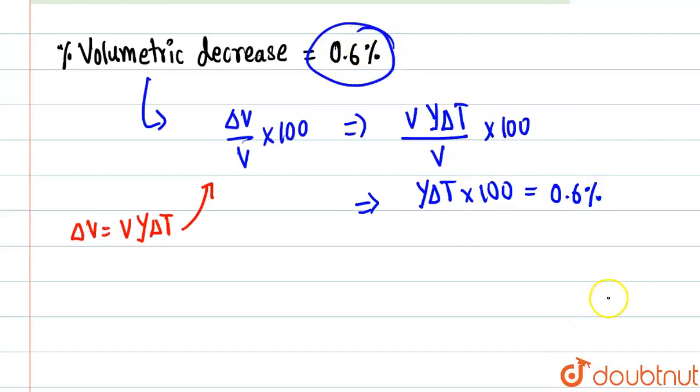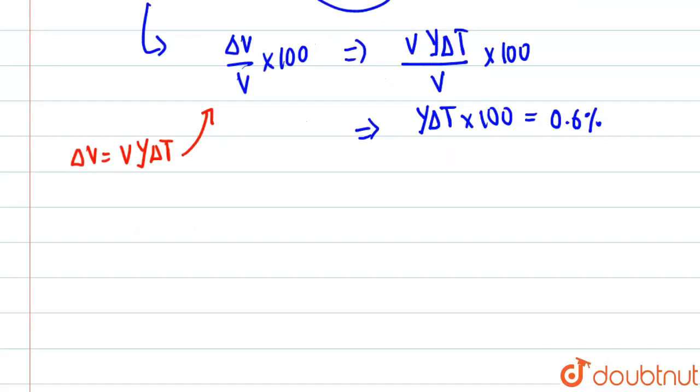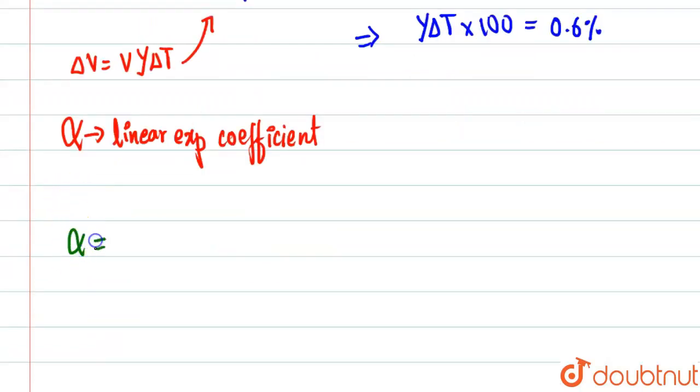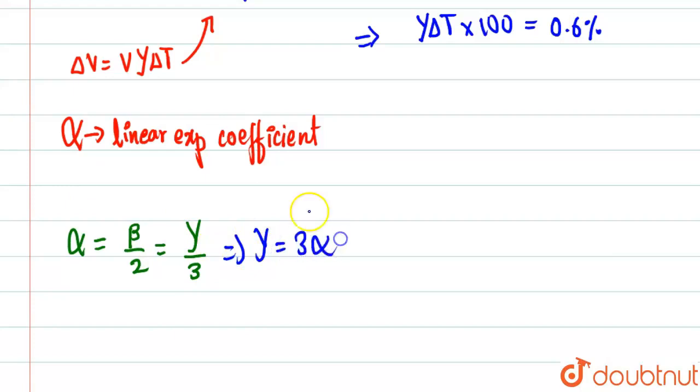One thing you must know: we don't need to find gamma, we need to find alpha, the coefficient of linear expansion. You must remember the relationship between alpha, beta and gamma: alpha is equal to beta by 2, is equal to gamma by 3, where gamma is the coefficient of volumetric expansion and beta is the coefficient of areal expansion. So from here you can clearly have gamma equal to 3 times alpha.